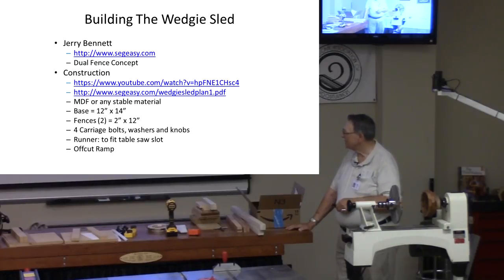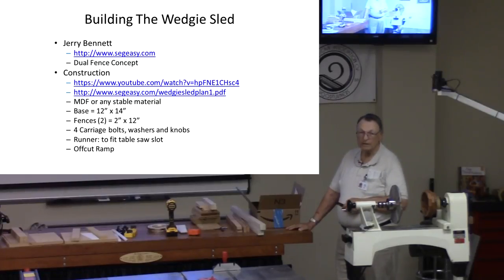And you need a runner to fit in the table saw slot, and an off-cut ramp. Since the sled is about 3/4 of an inch thick, you're cutting pieces that have a tendency to fall off the end of the saw. And I'll show you the ramp here in a little bit. But the purpose of the ramp is to keep you from throwing pieces of wood all over the place.